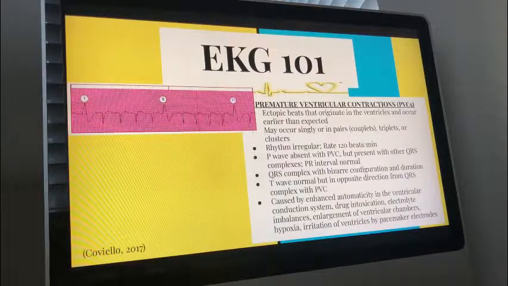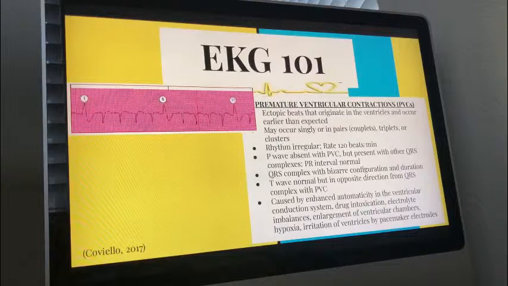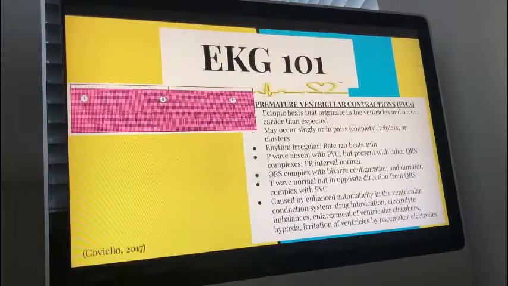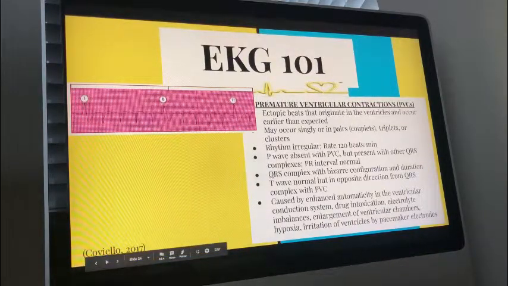The PR interval is normal. QRS complex with bizarre configuration and duration. The T wave is normal but in opposite direction from QRS complex with PVCs. It can be caused by these, enhanced automaticity, etc.